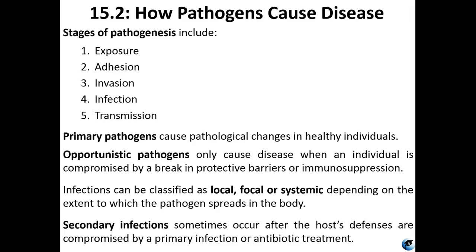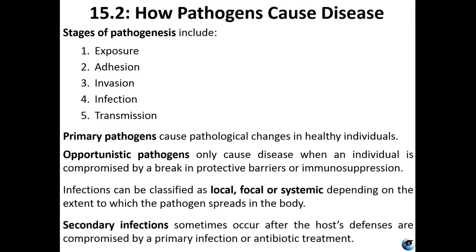Primary pathogens versus opportunistic pathogens. Primary pathogens occur in otherwise healthy individuals, so it's causing pathological changes in a healthy individual, whereas opportunistic pathogens only cause disease when an individual is already compromised. And this could be a break in the skin, breaking your protective barrier. Your skin is your largest organ and it protects you from lots and lots of outside pathogens.